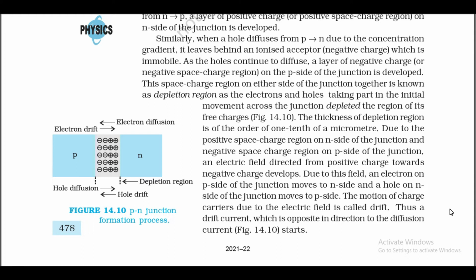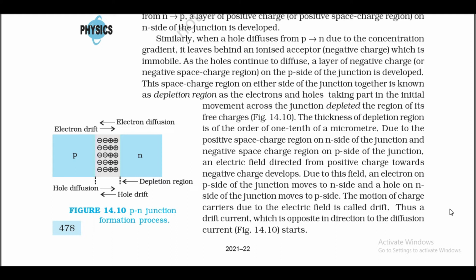This space charge region on either side of the junction together is known as the depletion region, as the electrons and holes taking part in the initial movement across the junction depleted the region of its free charges. The thickness of the depletion region is of the order of one-tenth of a micrometer. Due to the positive space charge region on the N side of the junction and the negative space charge region on the P side of the junction, an electric field directed from the positive charge towards the negative charge develops.